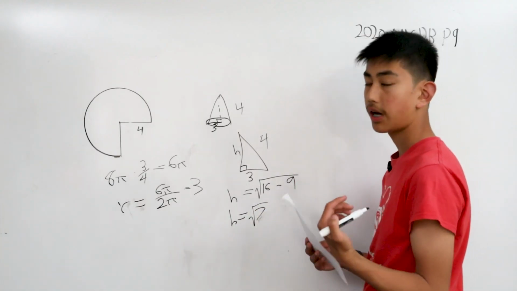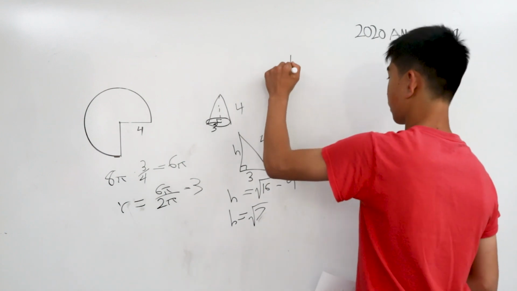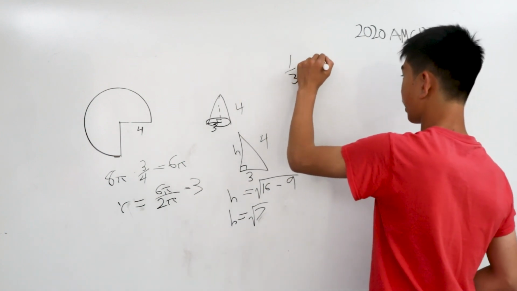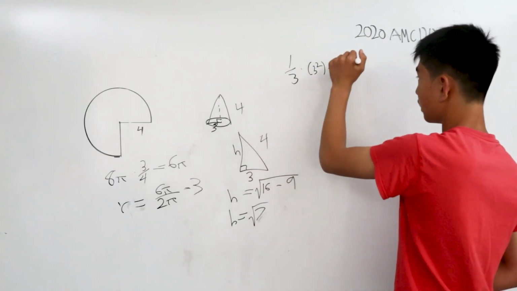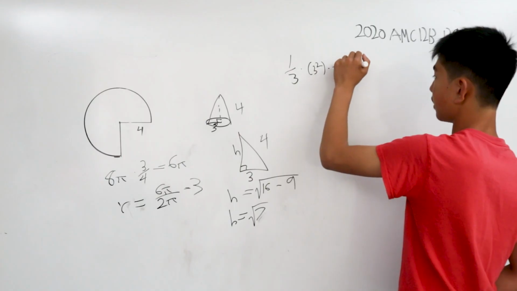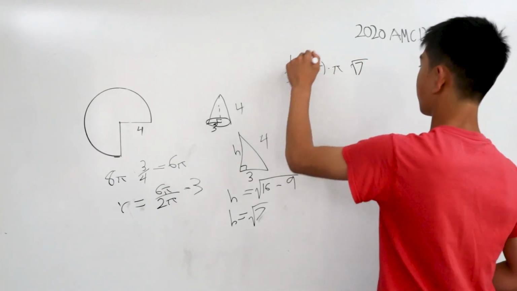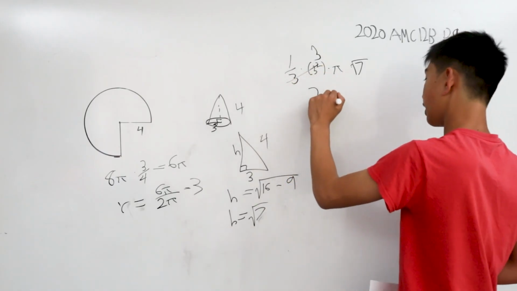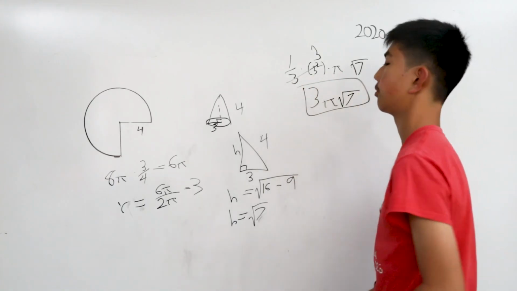Then, by the volume of a cone formula, that's 1/3 times radius 3 squared times pi times root 7. We will get 3 pi root 7, so our answer is 3 pi root 7, which is the volume of the cone in cubic inches.